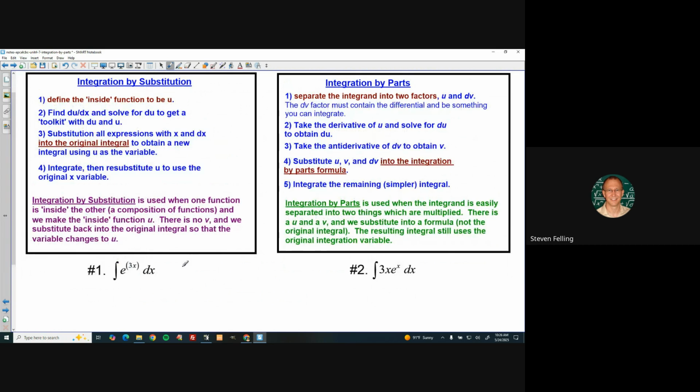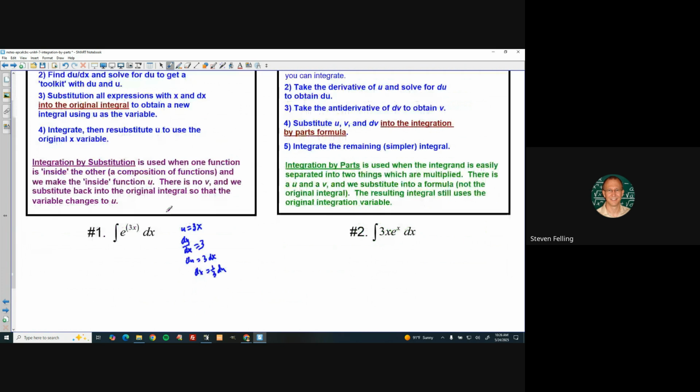And so in the toolkit, we assign the inside function, in this case 3x, to the letter u. We take the derivative, du/dx, which gives me 3, and you multiply it out to get du is equal to 3 dx. That means that dx is 1/3 du, right? And then the idea is we're going to substitute from our toolkit here into the original integral to get something that's simpler. So this becomes an integral of e to the u, and this dx becomes a 1/3 du. And when you pull the constant outside, we now have something we can just solve with an antiderivative shortcut. So that's the copy plus the c, and then we can resubstitute from the toolkit to get 1/3 e to the 3x plus a c.